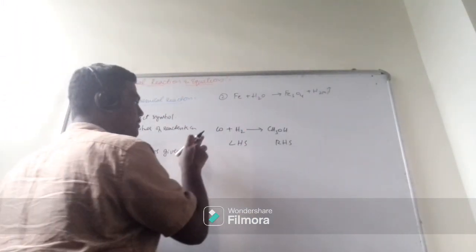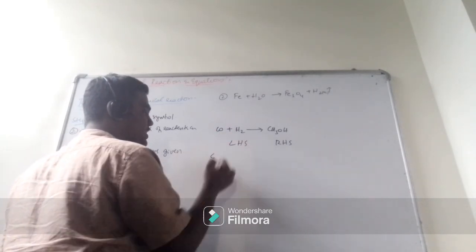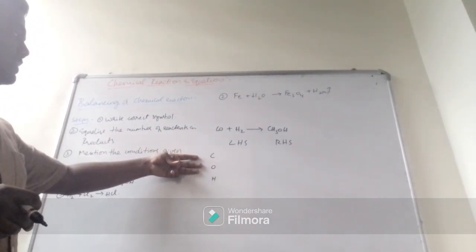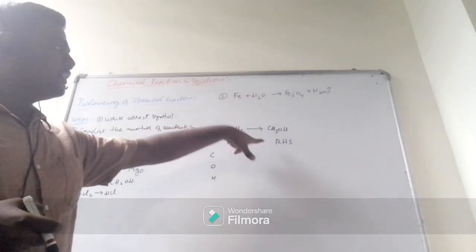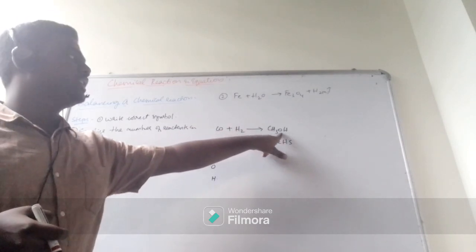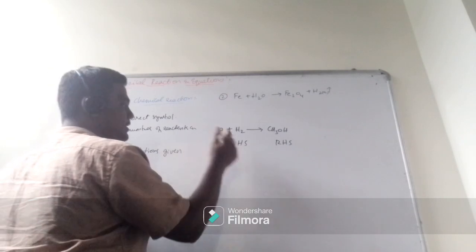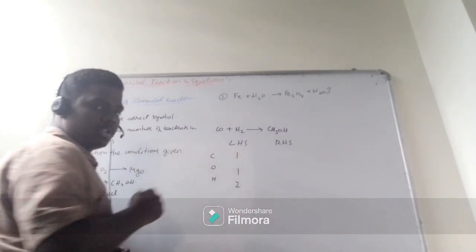Coming to the second step, write down all the elements. We have carbon, oxygen, as well as hydrogen. So these are the three different elements that are present on the reactant side: carbon, oxygen, hydrogen, and even on the product side, carbon, hydrogen and oxygen are present. Now how many carbon atoms are there? 1. Oxygen is 1 and hydrogen is 2.